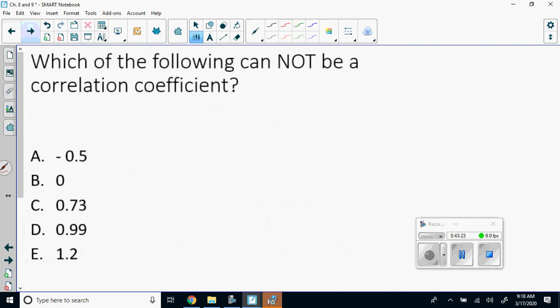Okay, which correlation coefficient cannot exist? And it's option E, because correlation has to be in between 1 and -1. It can equal 1 or -1, but it cannot be bigger than that. So this is a no-go. Everything else is fine though.